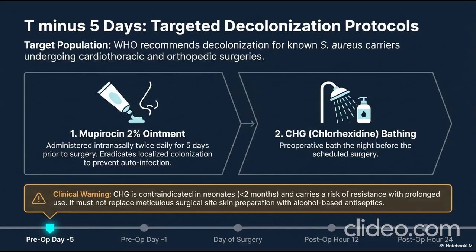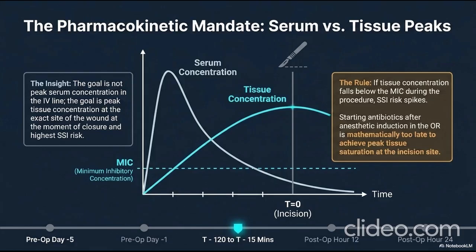Slide 5. The pharmacokinetic mandate. Serum versus tissue peaks. The most critical insight for any surgeon is that peak serum concentration in the IV line does not equal clinical protection. The goal is peak tissue concentration at the exact site of the wound at the moment of closure. Mathematically, starting antibiotics after anesthetic induction in the OR is often too late to achieve peak tissue saturation. We must time our administration to ensure that as the knife meets the skin, the antibiotic is already at its highest concentration within those specific tissues.